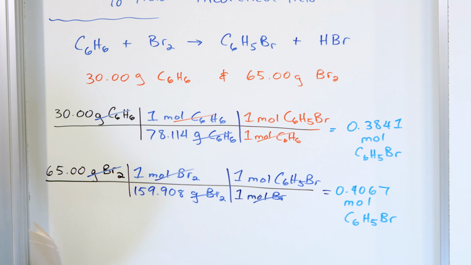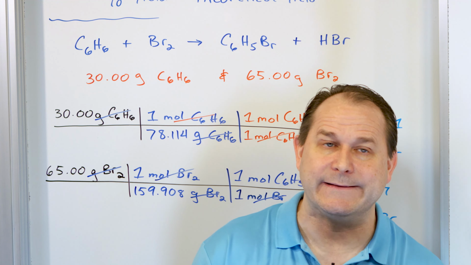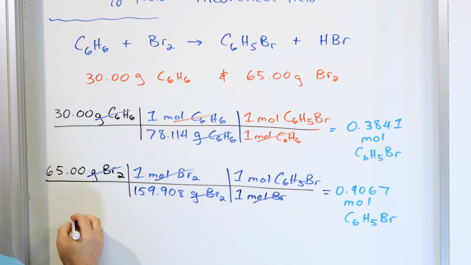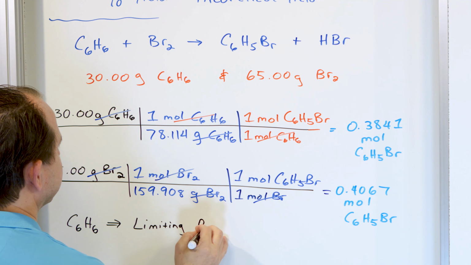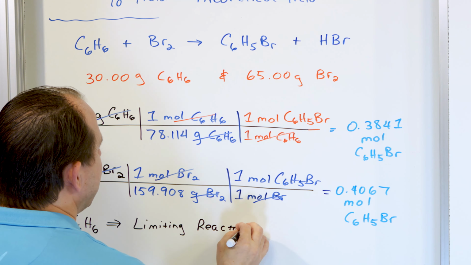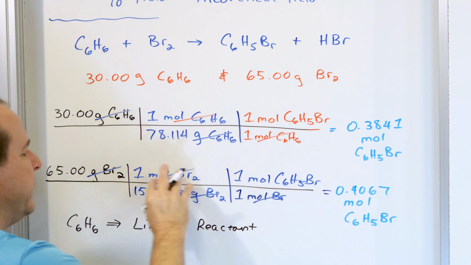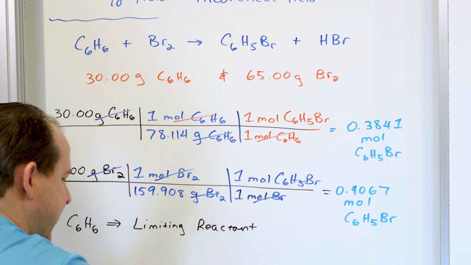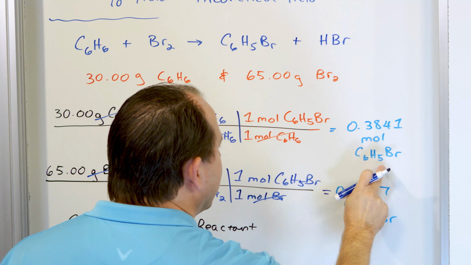Now, part 1 says, what is the theoretical yield of bromobenzene? It doesn't ever say what is the limiting reactant, but we now know that the limiting reactant is the benzene. So I'm going to write this down. The benzene, the C6H6, is the limiting reactant. I don't want to scratch this out because I needed to do it to figure it out, but ultimately this whole bit of math doesn't do anything anymore. I know that this didn't happen. This is what actually happens when I do this reaction. And so what's really going to happen is I'm going to form 0.3841 moles of the product.